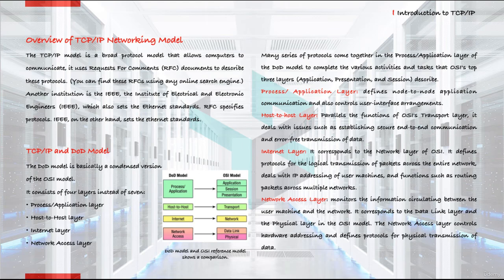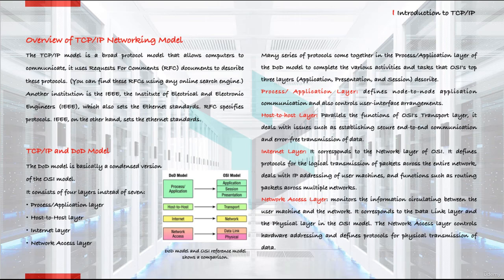Here the first layer of DoD corresponds to the first and second layer of OSI, the second layer of the DoD model corresponds to the third layer of the OSI model, and the third layer of the DoD model corresponds to the fourth layer of the OSI. Many protocol series come together in the process application layer of the DoD model to define the various activities and tasks described by the top 3 layers of OSI.